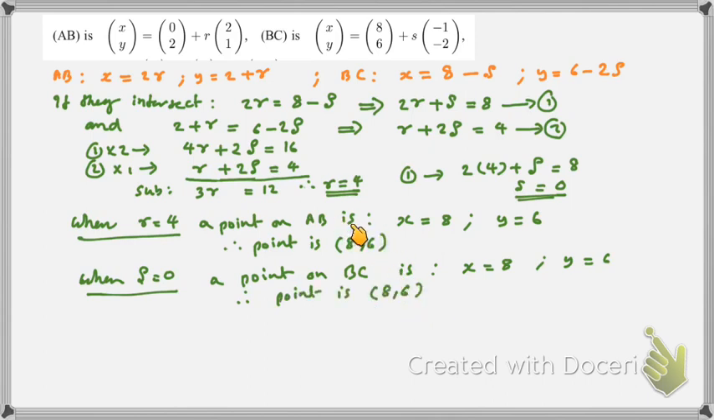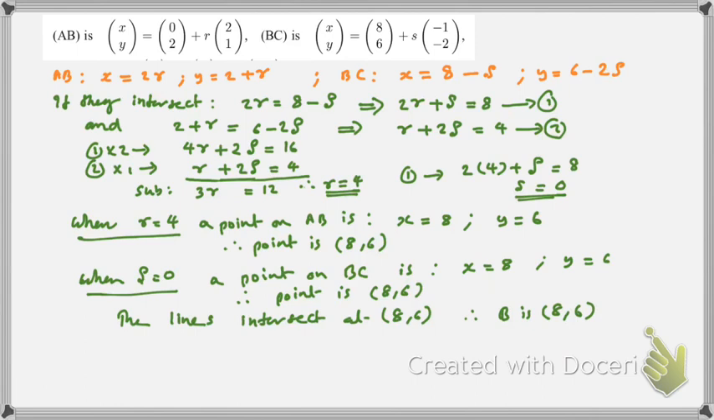So both AB and BC have this common point 8, 6 on them. So that has to be B. Therefore, the two lines intersect at 8, 6, and therefore B has to be that point. So we found the point B as well.